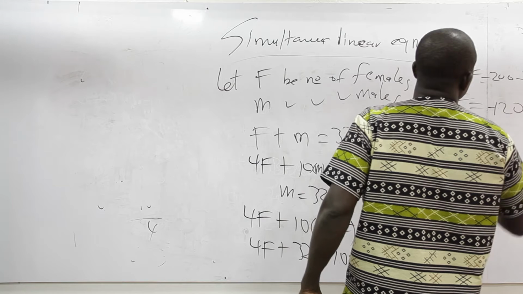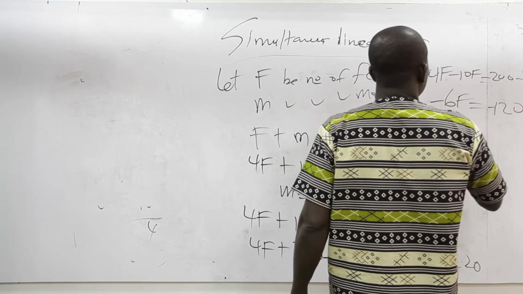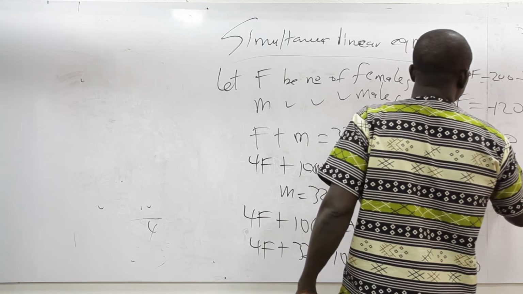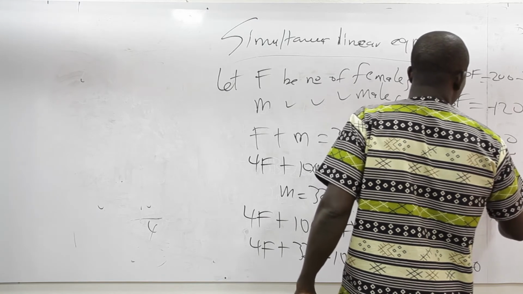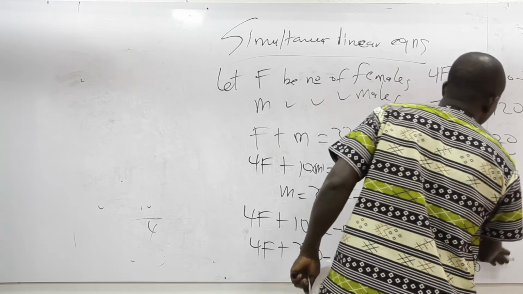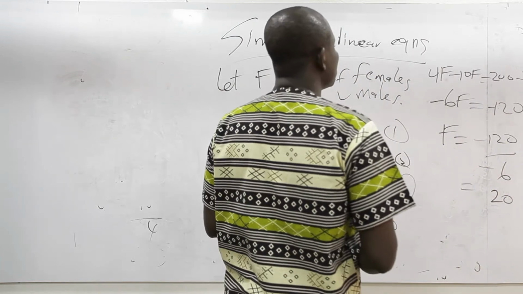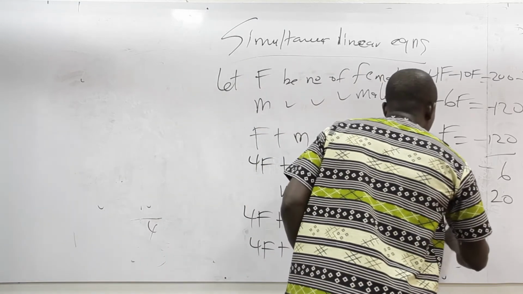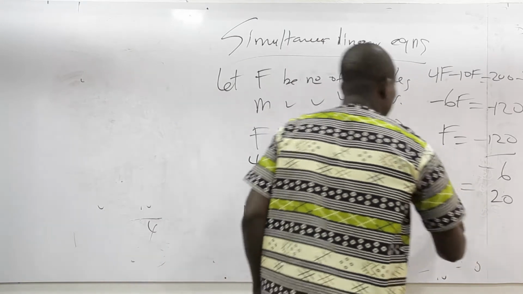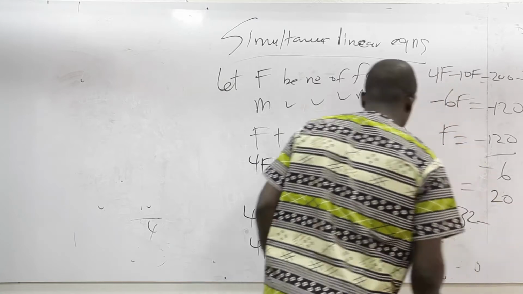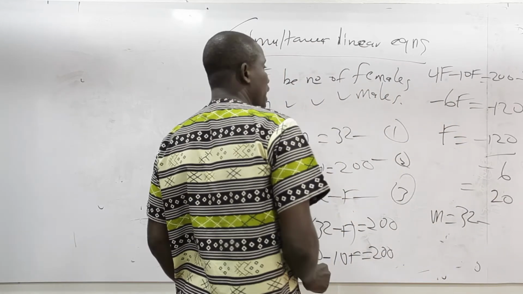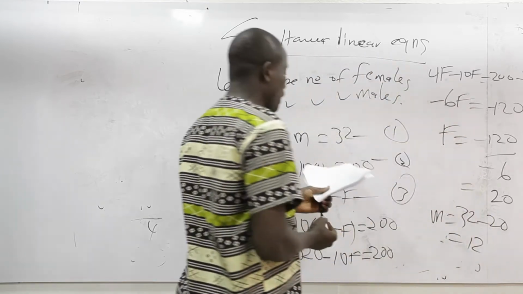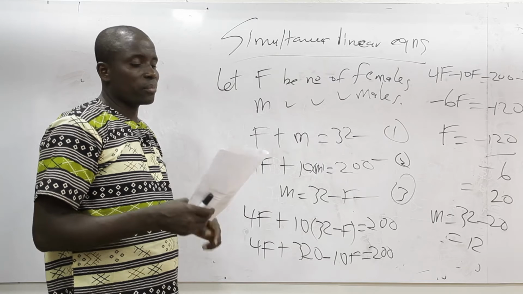120 negative, right? So F is negative 120 over negative 6. And that will equal to what? 20, right? So the number of females was 20. And then the males, M is equal to what? 32 minus F. So what is your F now? 20. And this one will give you what? 12. Okay.